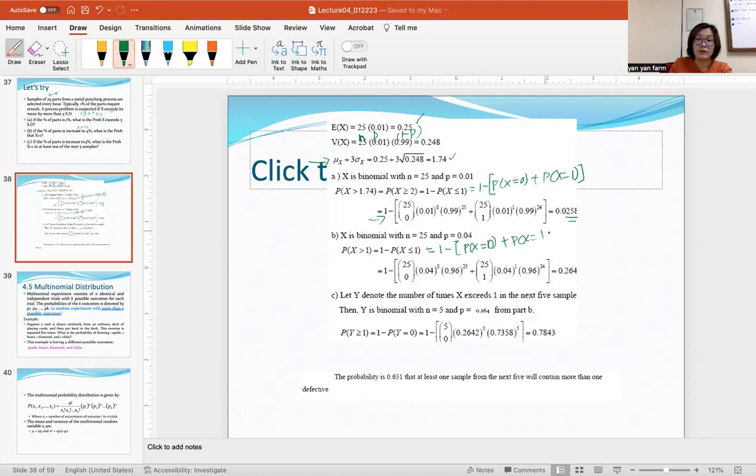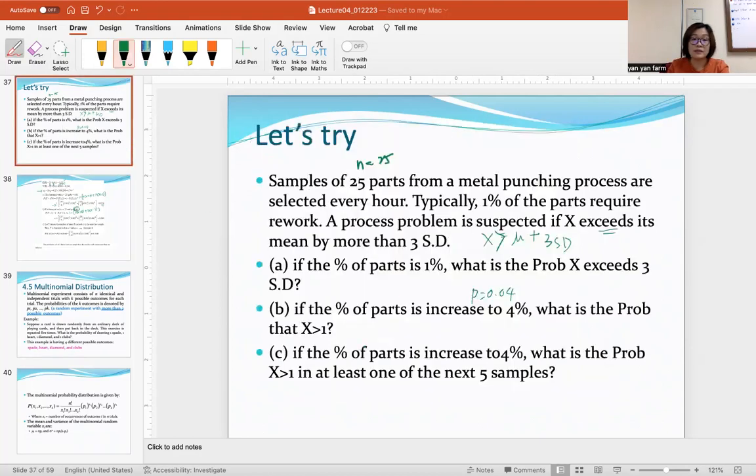Oops, 0 and 1. Okay, so you have quite similar answers, but they're different because of your P change. Okay, so next, if your percentage part increased to 4%, so P equals 0.04, what is the probability of X bigger than 1 in at least one of the next 5 samples?